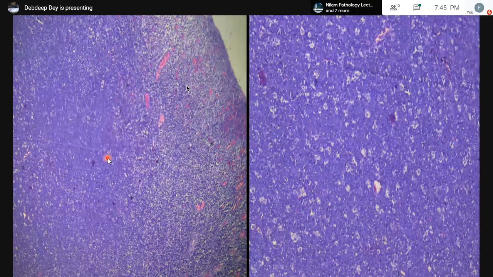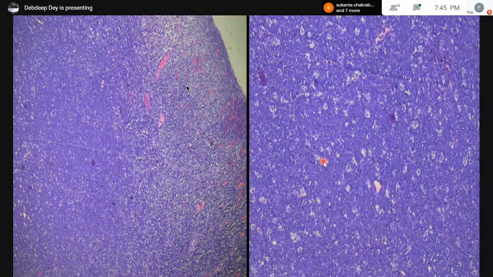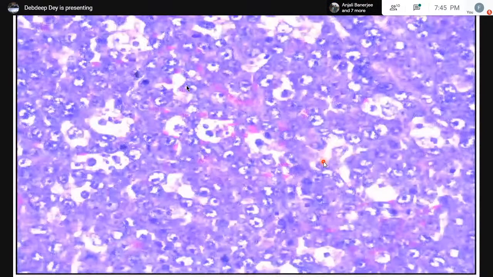As you can see, sheets of cells with almost like a starry sky pattern here, diagnosed outside, very rightly and very obviously, as a high grade B-cell lymphoma favoring Burkitt lymphoma with a starry sky pattern. But the important thing was the CD20 was negative in this one.